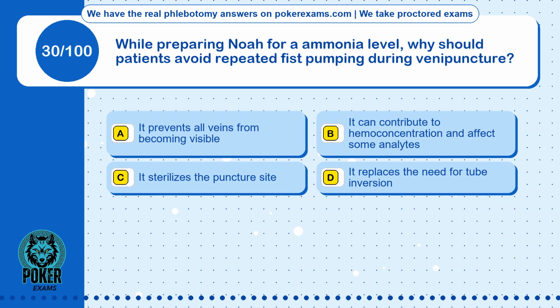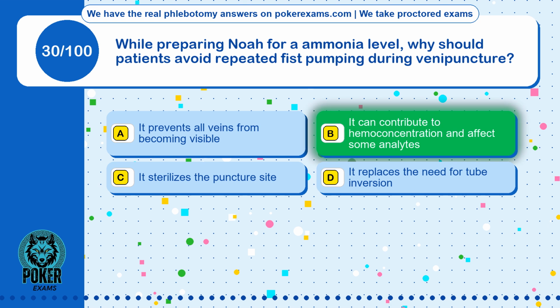Question 30. While preparing for an ammonia level, why should patients avoid repeated fist pumping during venipuncture? Option A. It prevents all veins from becoming visible. Option B. It can contribute to hemoconcentration and affect some analytes. Option C. It sterilizes the puncture site. Option D. It replaces the need for tube inversion.